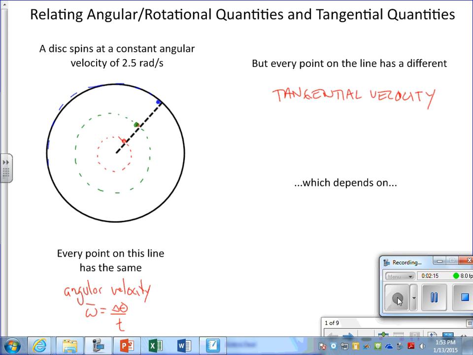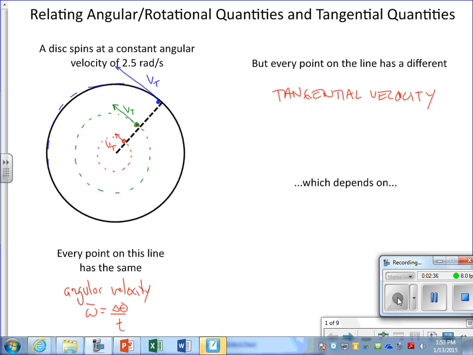We could draw the red ones like that. We could draw the green ones, something like that. We could draw the blue ones, something like that. All right, the farther out these things are, the faster they have to go.